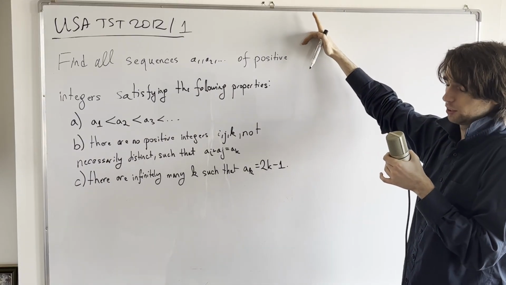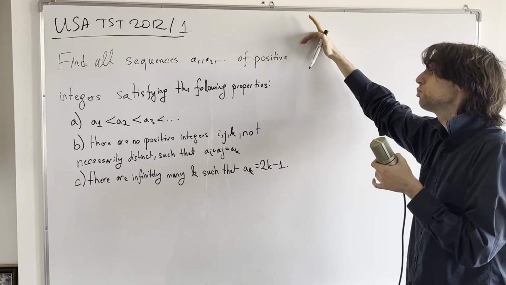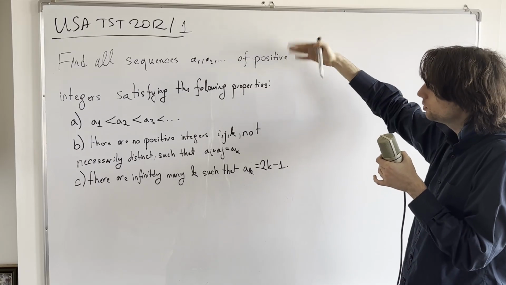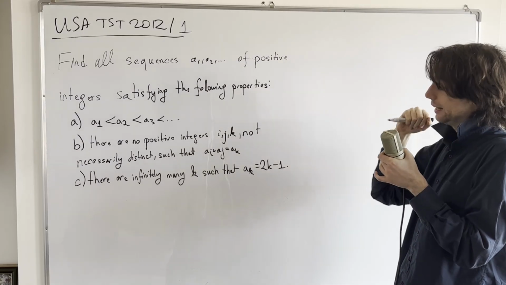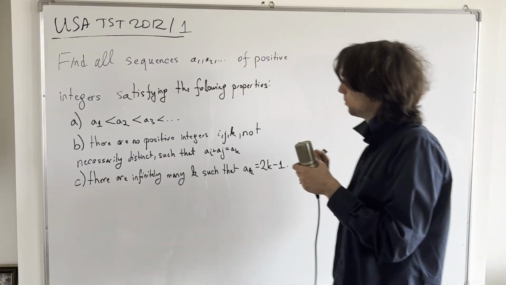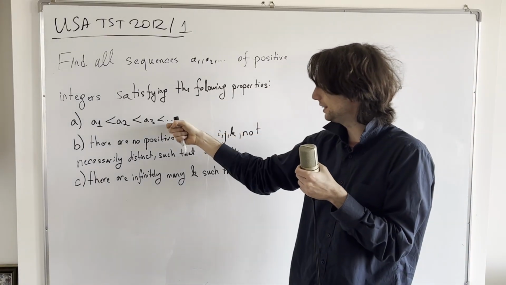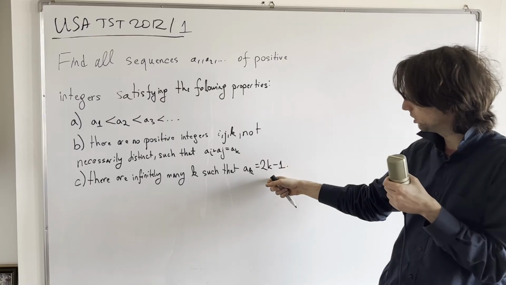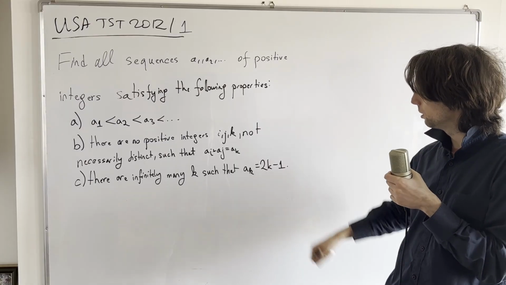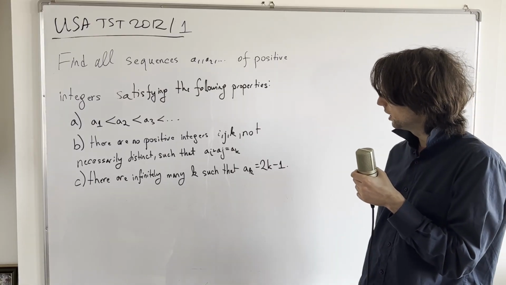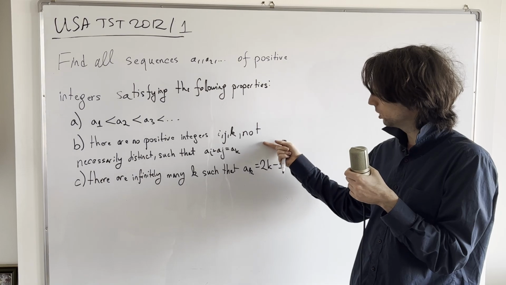Now, if you'd like to go along with us, try this out for the next 10 minutes, and see what the problem is asking. It's asking, we have some positive integers, and we need to figure out all sequences which satisfy this. There are infinitely many of them which are 2k minus 1. And there are no 4 such that this is true.